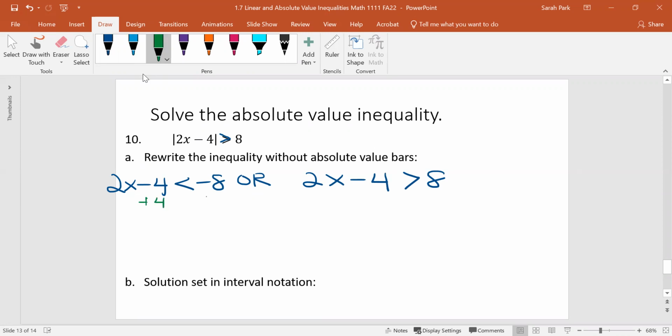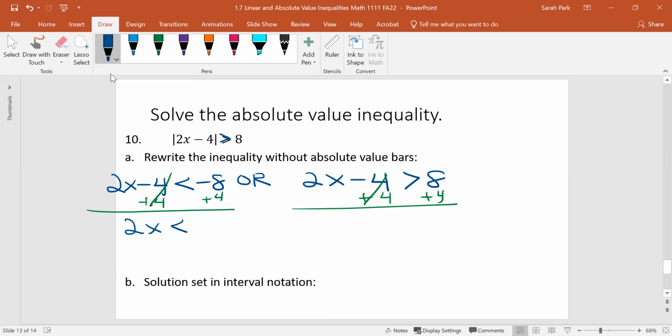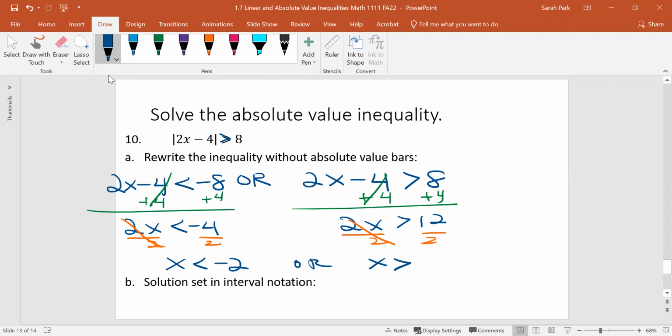So we're going to add 4 here to cancel this 4. Let's do it on this side too. Cancel this 4. And then on the first inequality, we have 2x is less than negative 8 plus 4, which is negative 4. Then we have 2x is greater than 12. Let's divide by 2. Let's also do it here. And we have x is less than negative 2, or x is greater than 6. So it looks like two separate solutions, but it's all one solution. Two separate inequalities for one solution.